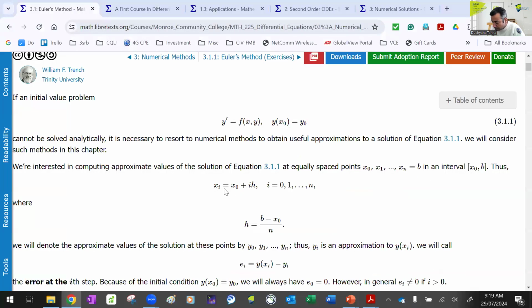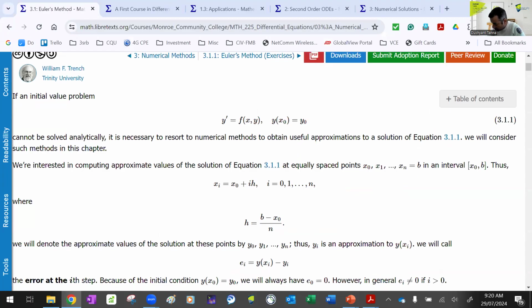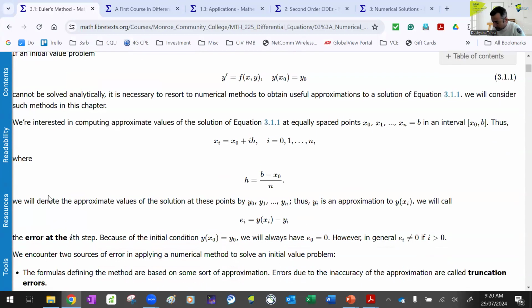It's represented in this form, right? b is your xn, x0 is a in our method, and this is n. The gap, because from this, every xi is x0 plus ih, okay?